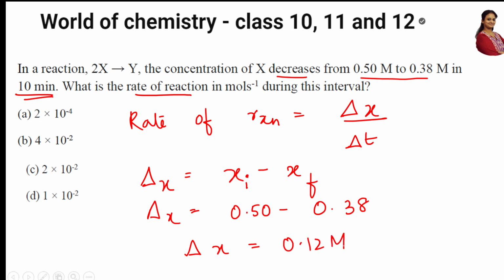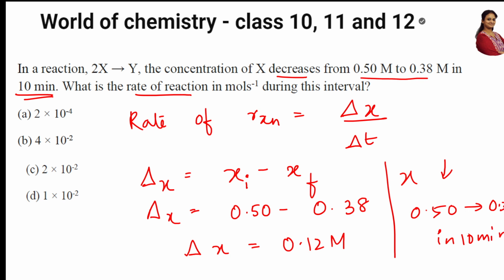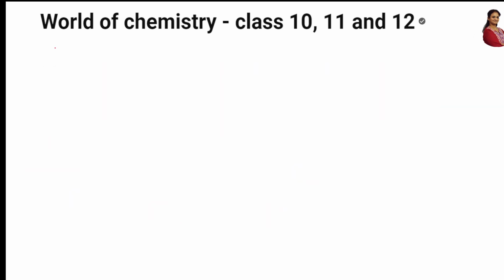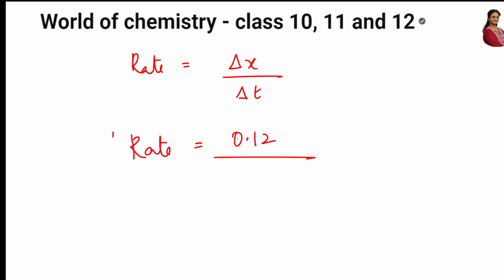Okay. Now, next thing, what did they say? X has decreased from 0.5 to 0.38 in how many minutes? In 10 minutes is what they gave. So I got the delta X value. Can I go and substitute in this formula now? I have to find the rate of the reaction, right? Now, rate of the reaction is equal to delta X by delta t. How much did I get delta X? I got delta X as 0.12. Okay, done. How much is delta t?